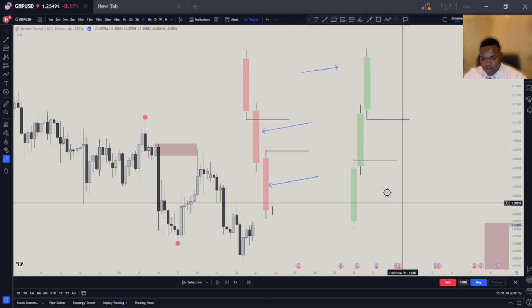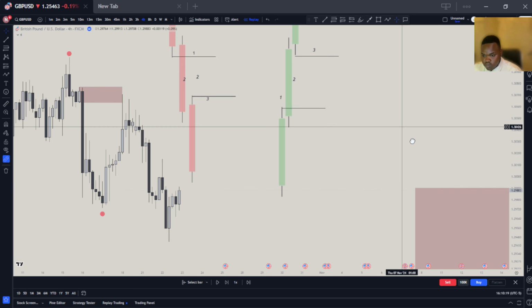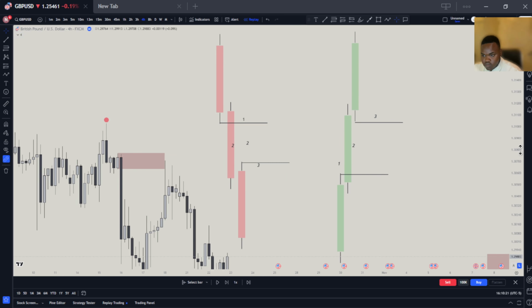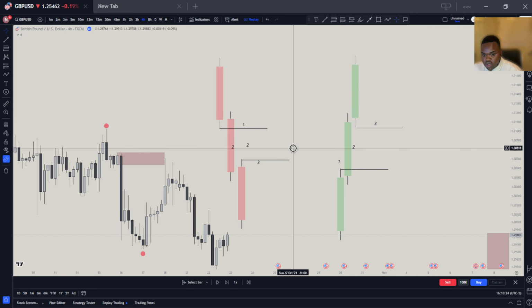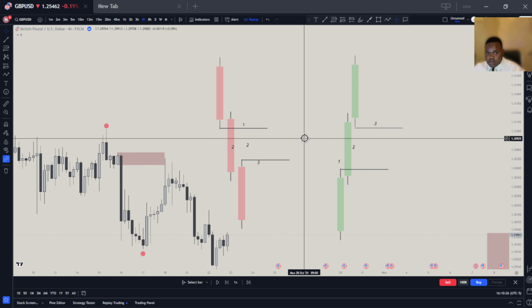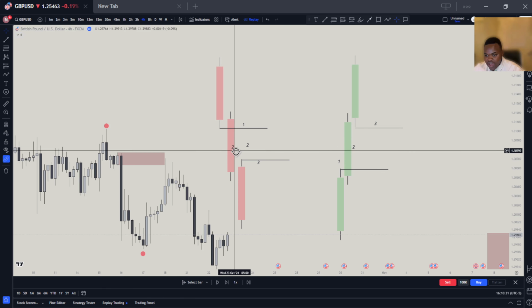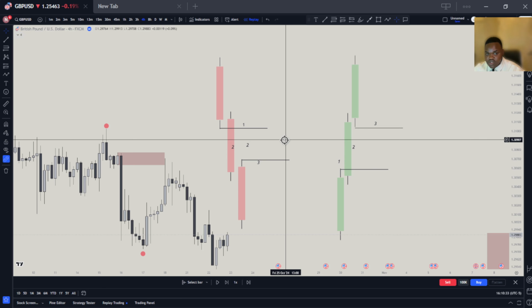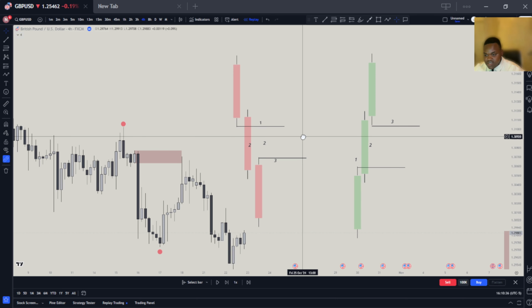Okay, so let's dive deeper so I can explain better. So like I said, imbalances are a 3 candle pattern formation that leaves a gap behind. That's just the simple basic definition of an imbalance. No need to complicate things.